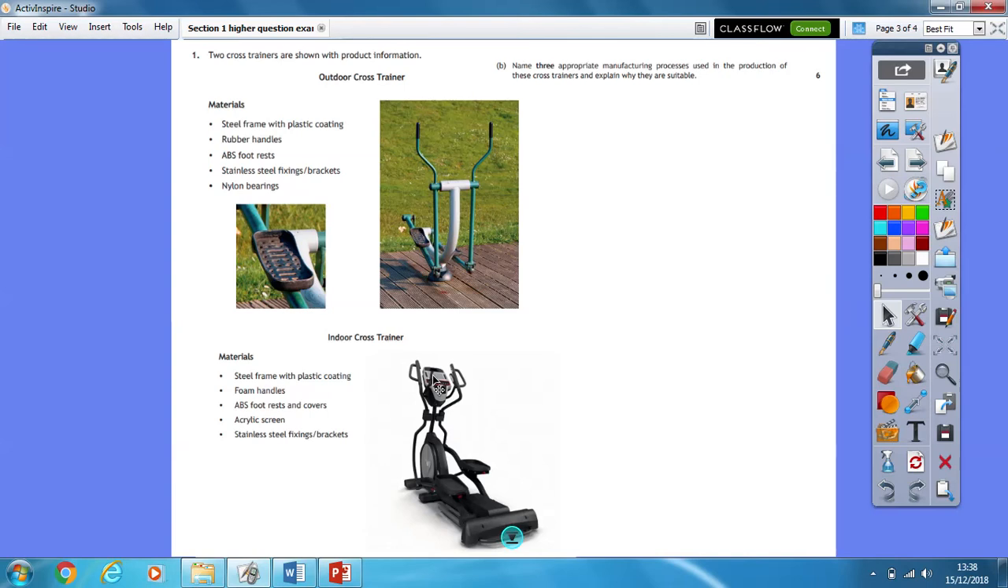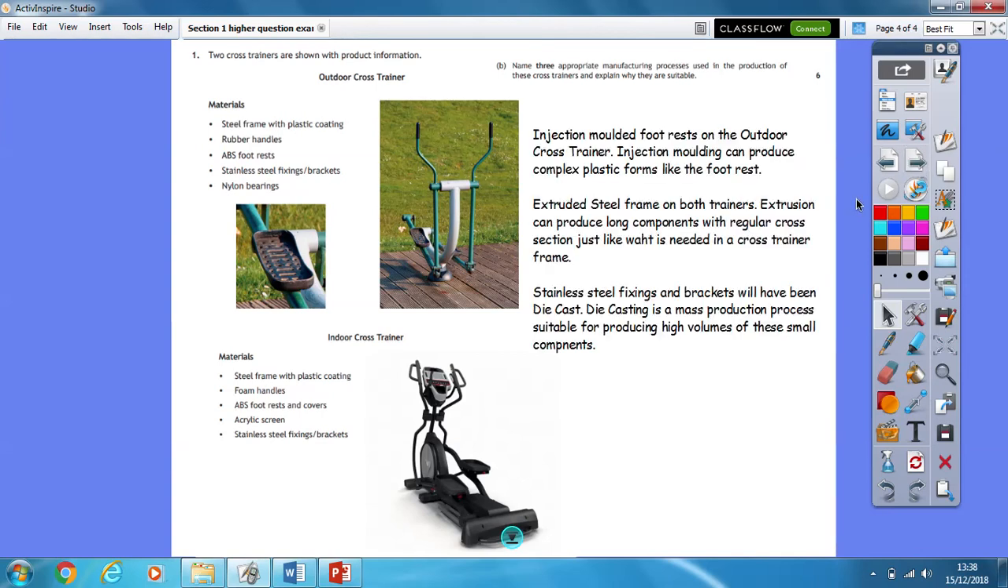But you might find there are other ways in which we can identify what process is likely to be used. For example, this bit here about stainless steel fixings. You can't really see the fixings in here, but we know that fixings are like screws and bolts and brackets. So these could easily be die cast. Although you can't see them here, you know that's the case. So we could certainly identify that as a process. So let's have a look at some answers. To get a mark here, you have to identify the process and justify why that process has been used.